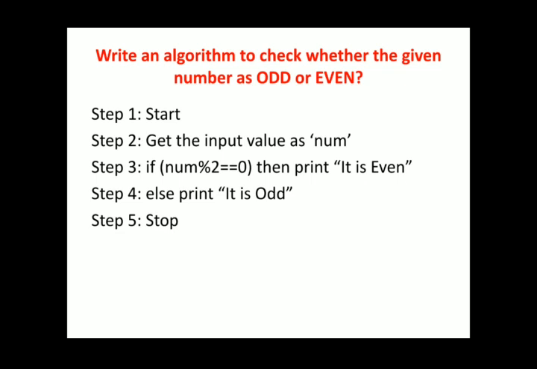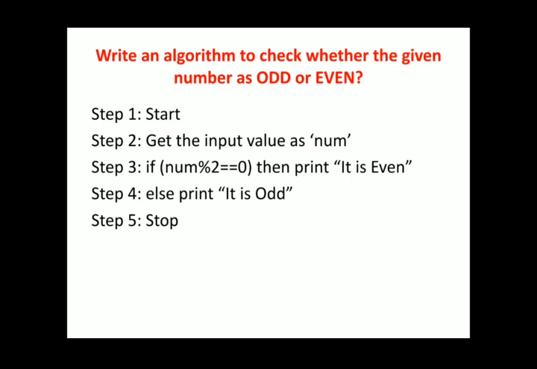Now, we all know that if the number is completely divided by 2, then the particular number will be an even number. Otherwise, it is an odd number. So, to check whether the number is completely divided by 2, we need the remainder value. To get the remainder value, the modulus operator is used. So to check whether the number is even, the condition num modulus 2 equal to 0 is used.